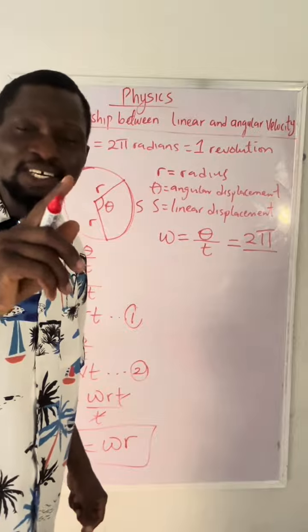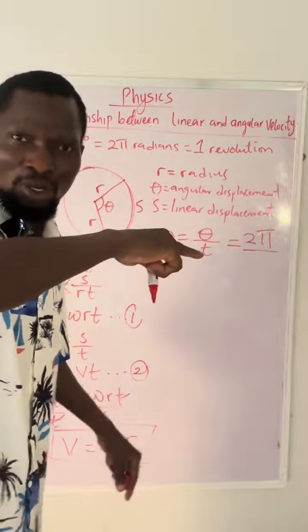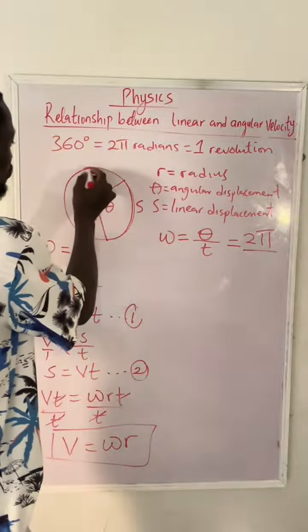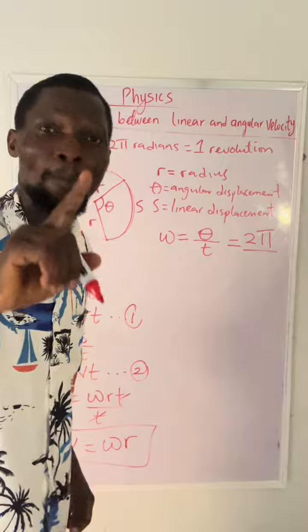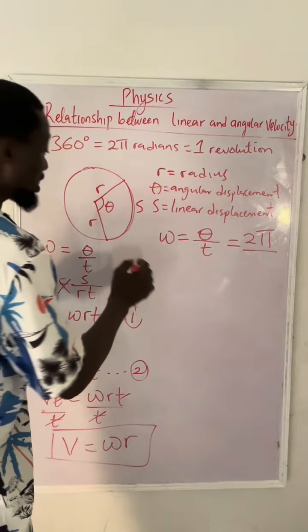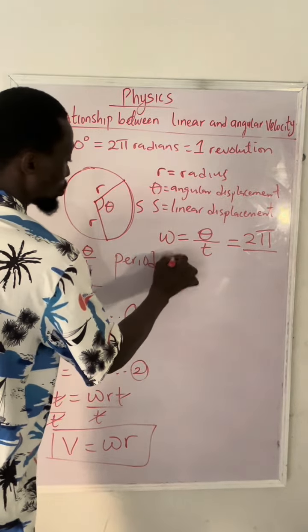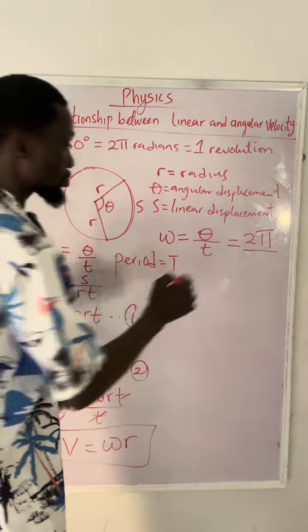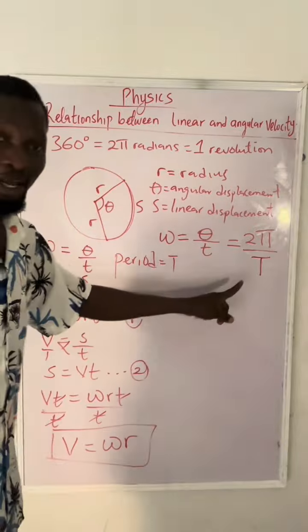In physics, the time it takes for a body to move around a circle once, to complete one cycle, is a special time that we call period. And we give it capital letter T. So it is period, right? So instead of this, I'm going to put capital letter T.